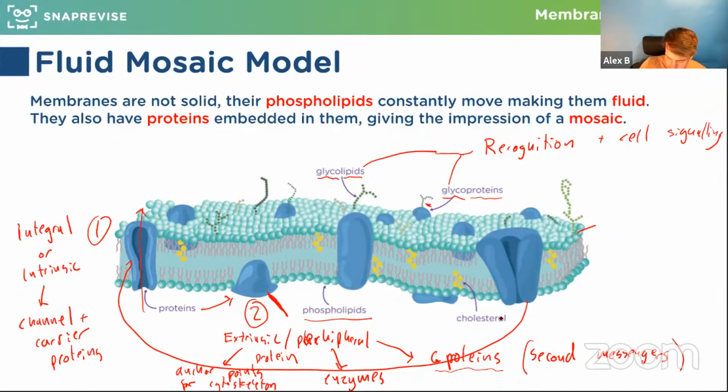Okay, and last but not least, we've got cholesterol, which is represented by the yellow here. What is the function of cholesterol?